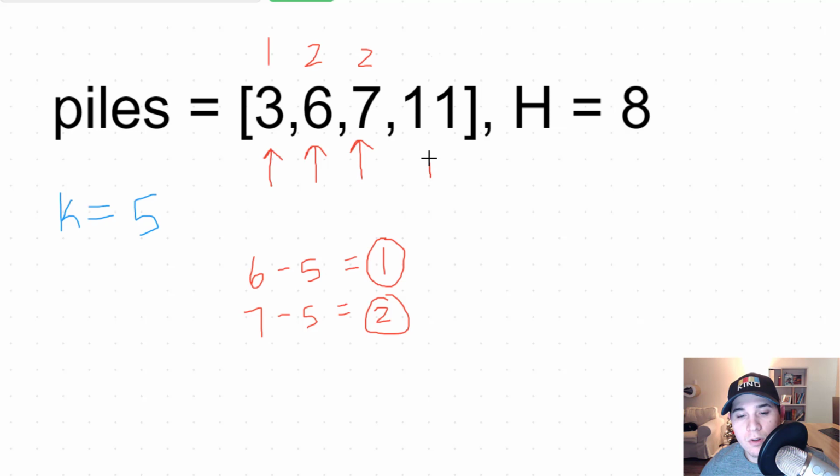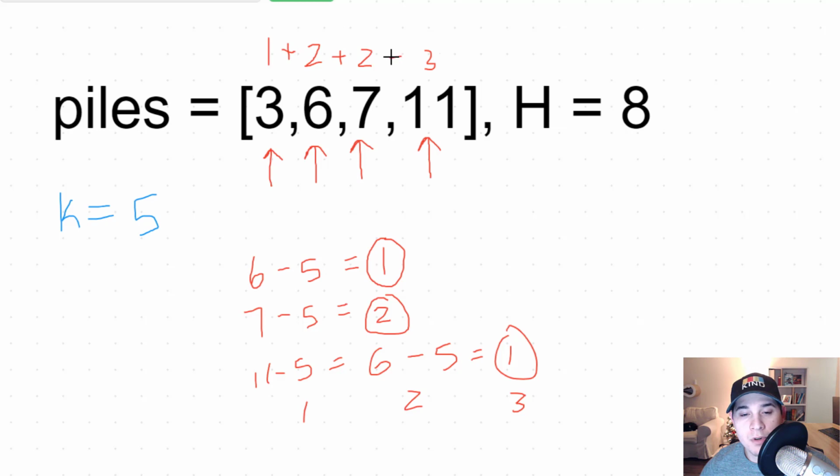And then finally, we're going to go to the very last pile. Once again, if we did 11 minus 5, we have 6 bananas left. So this took her 1 hour to do. And then if we did 6 minus 5 again, we have 1 banana left. This took her 2 hours to do. And then this very last pile would be just 1 banana left. So this would, in total, take her 3 hours, right? And so if we sum up all of these numbers, we get 3 plus 2 is 5.